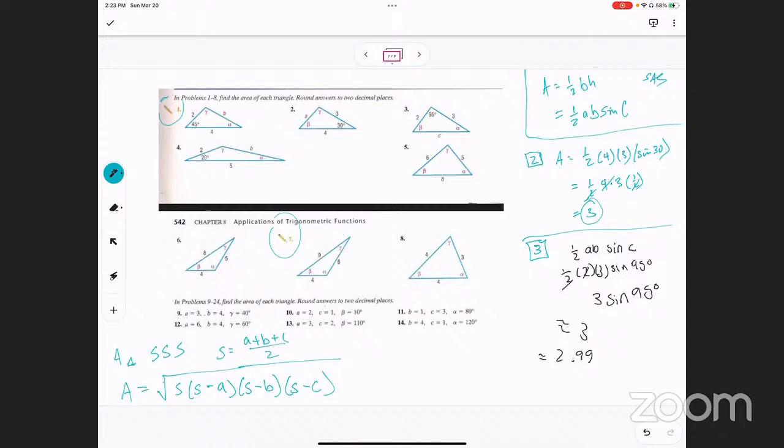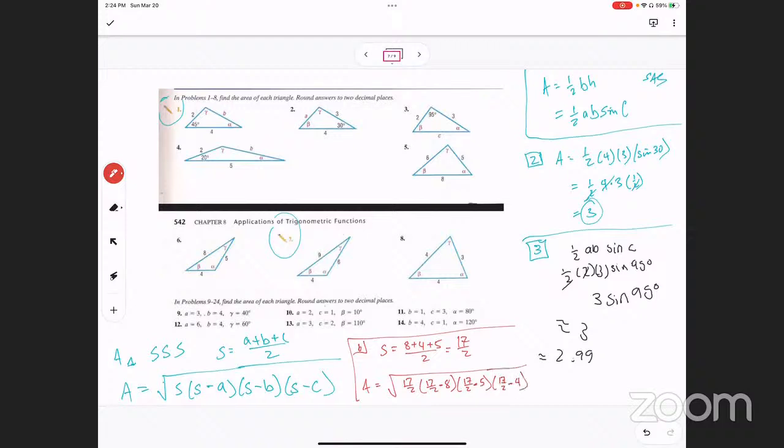Okay. So for number 6, I'll do number 6 down here at the bottom in red, and you can do number 7 on your own later. For number 6, s would equal (8 plus 4 plus 5) divided by 2, which is 17 halves. So the area of the triangle is just 17 halves times (17 halves minus 8) times (17 halves minus 5) times (17 halves minus 4).